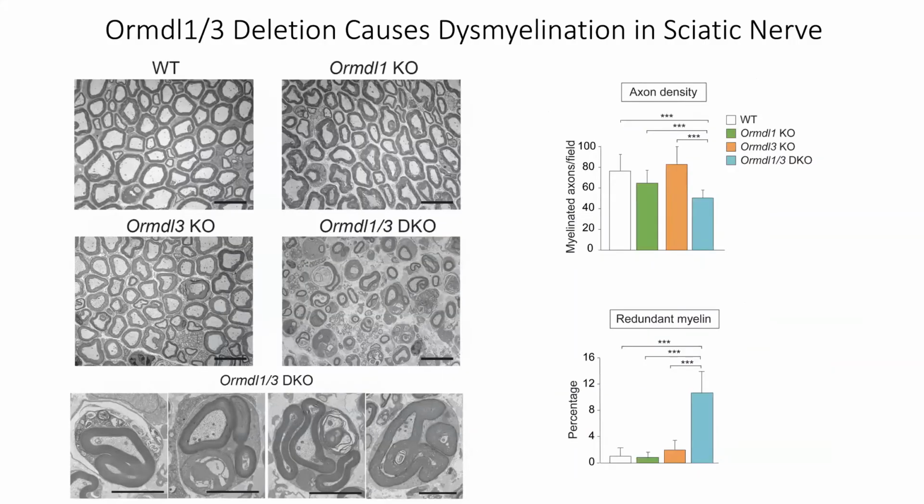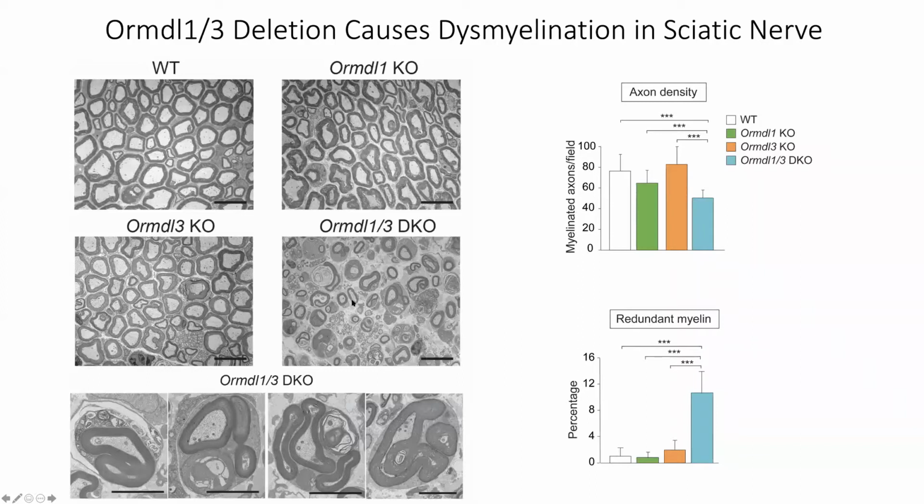So for the analysis, we went to the sciatic nerve because it's relatively easy to do the histology to determine how well myelination is going. And so these are EM images from sciatic nerve of wild type, ORM1 knockout, ORM3 knockout, and ORM1-3 double knockout. So I don't think you have to be an expert to notice immediately that there's an aberration or a problem in the 1-3 double knockout sciatic nerve.